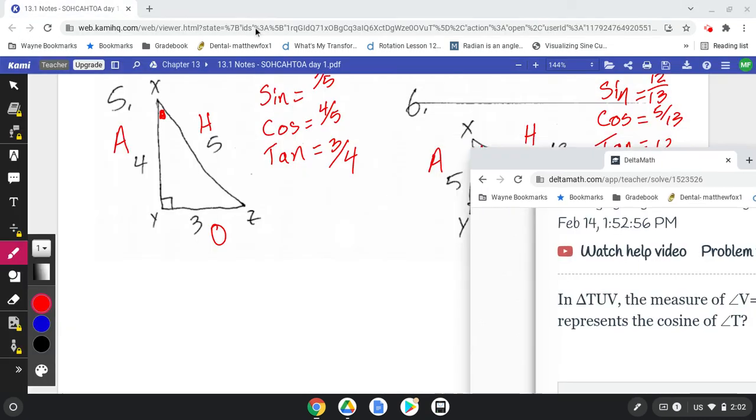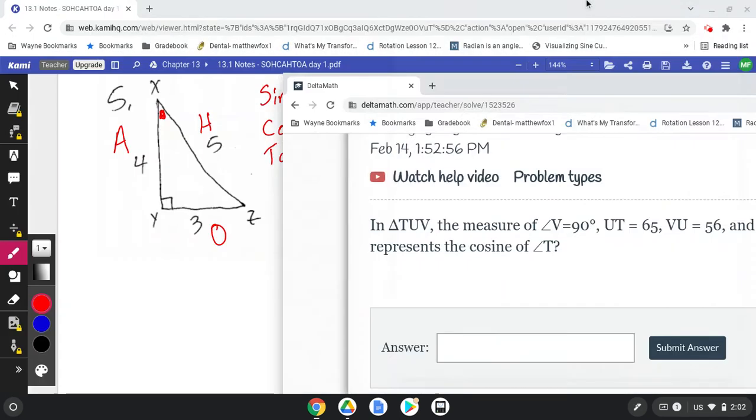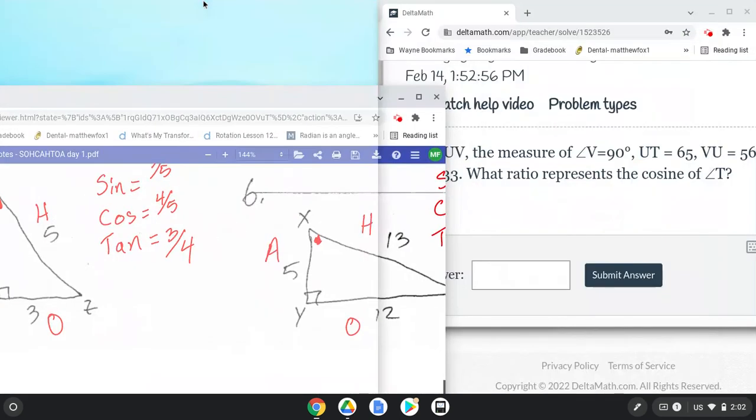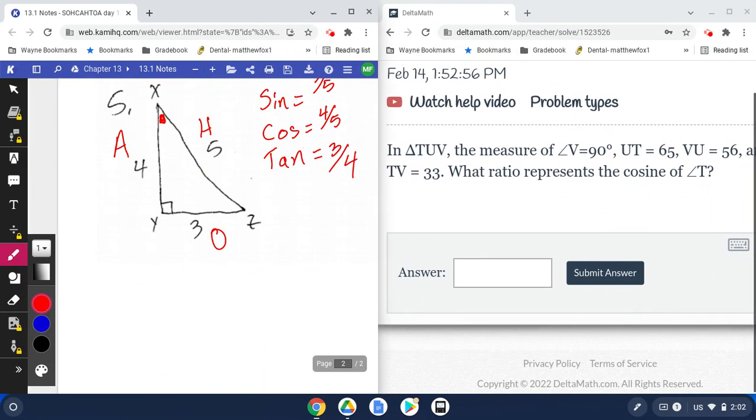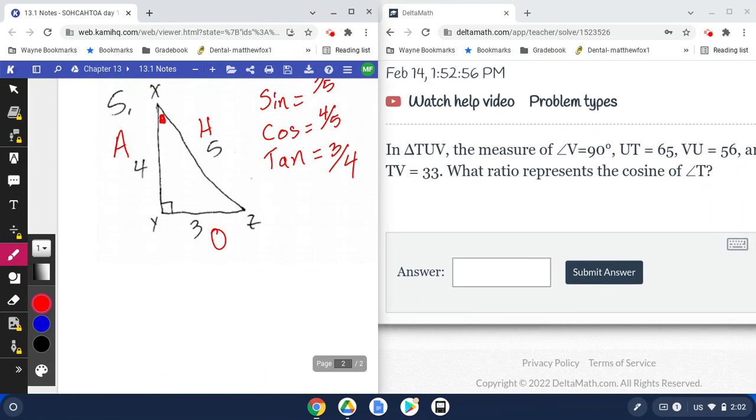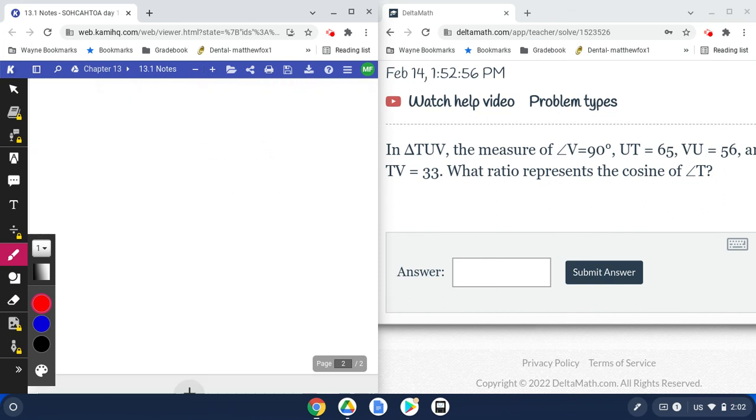So if we are doing the second type, let me get this so I can draw a picture. It says in triangle TUV, and the first thing we want to know is that this is always going to be true if we have a right triangle. So just draw a right triangle. You're going to have to draw this picture. I think it's going to be very tough to do if you don't draw a picture. So we draw our right triangle in. Now it tells us the measure of angle V equals 90 degrees. So I put that V right there. It has to be the right angle.